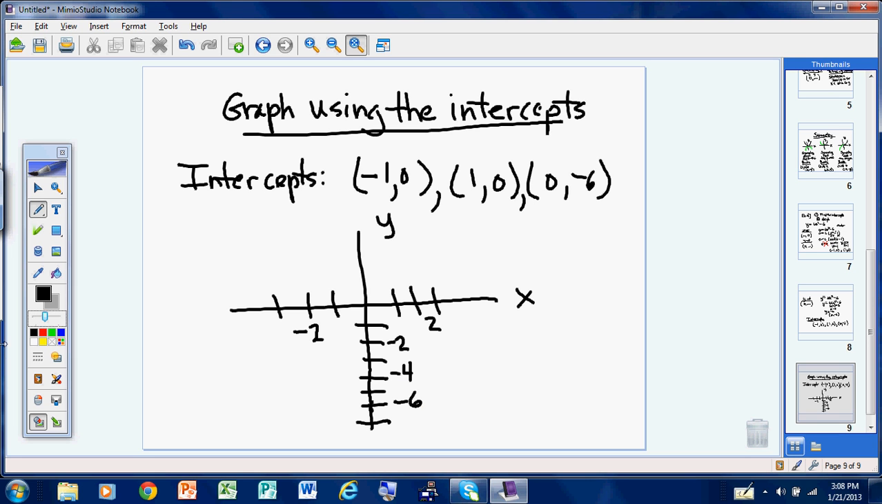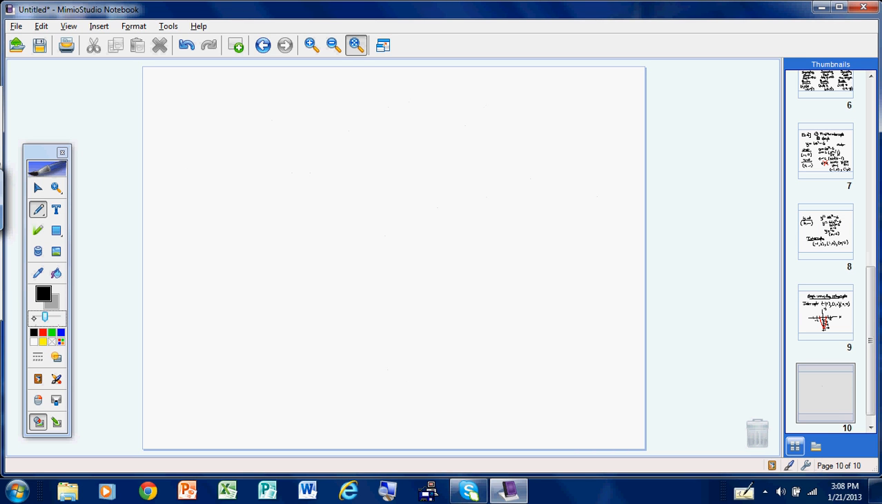Okay, so where are these points at? Let's plot them. Well, (-1, 0) is right here. (1, 0) is right here. And (0, -6) is right here. And when we connect these points, there's our graph. Okay? Alright. Let's do one more example.